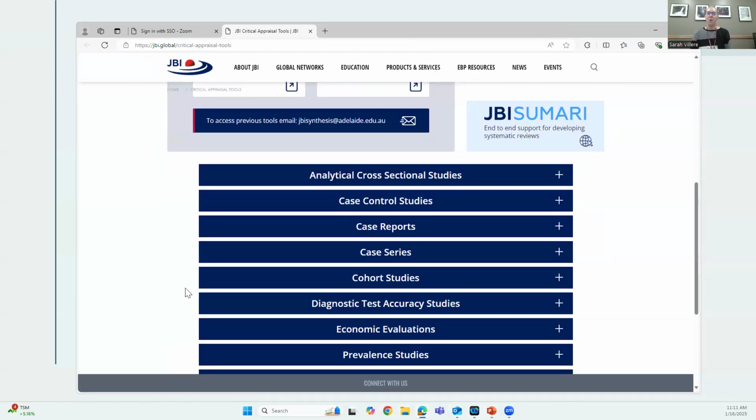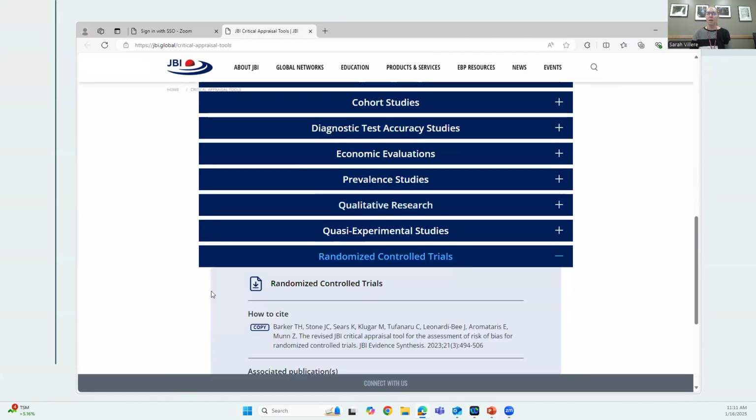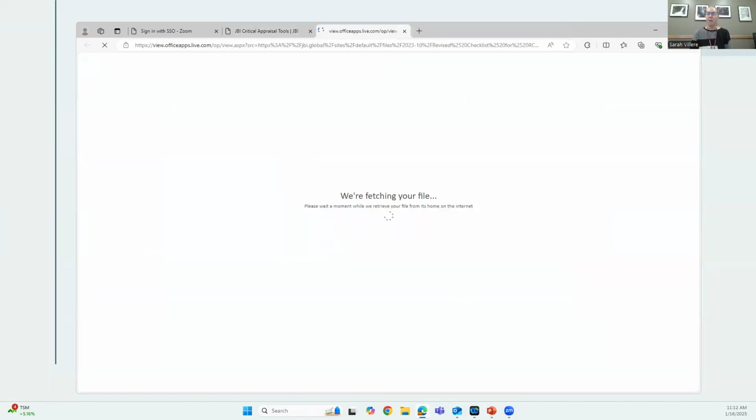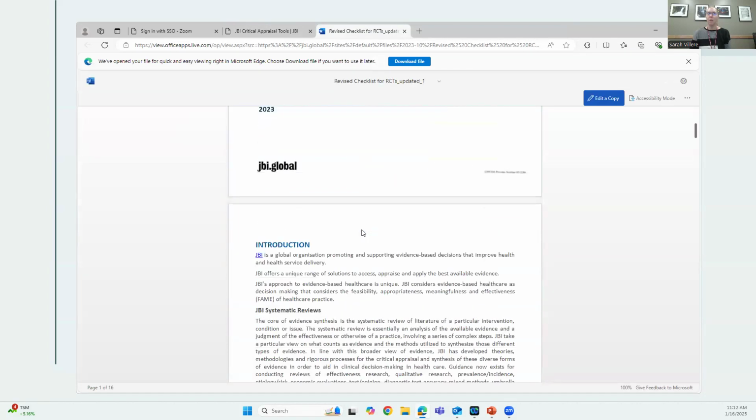So if we scroll down, we can see that they have different checklists for different types of studies. For this example, we are going to look at the randomized controlled trial checklist just so that we can compare these tools across the different sites. But you could download any of these for free to use depending on what type of study you're appraising. So let's go to the randomized controlled trial section. And this is the PDF that we can download. Or I think it's a Word doc, actually. But you'll see that it pulls the tool up for you.